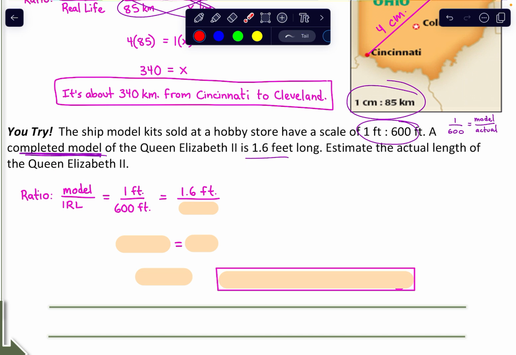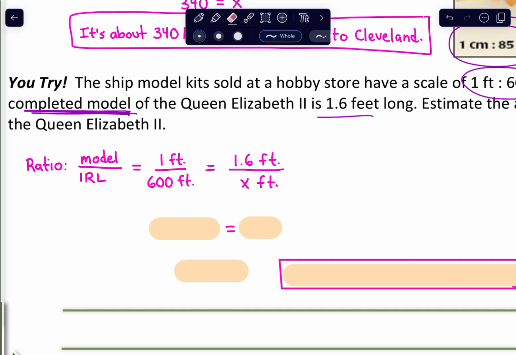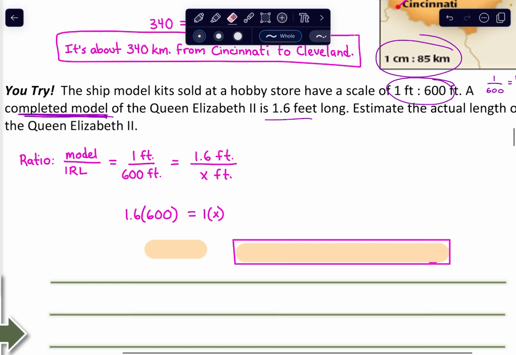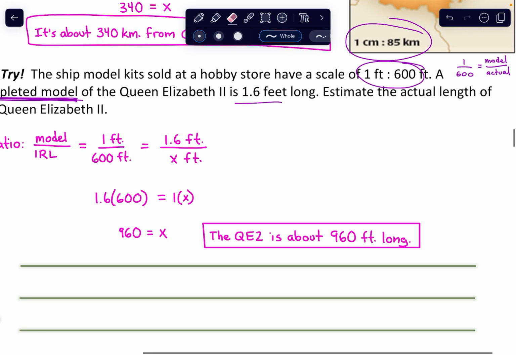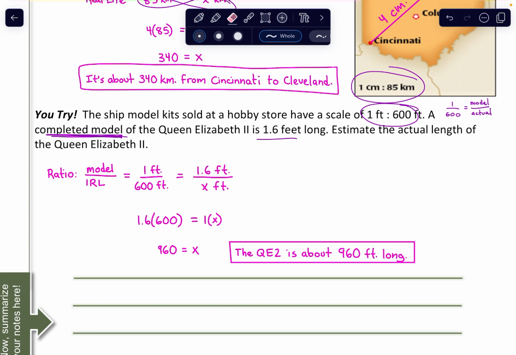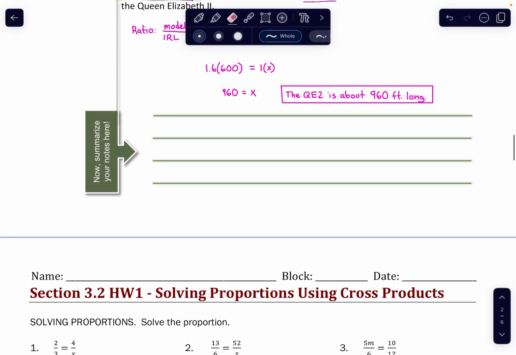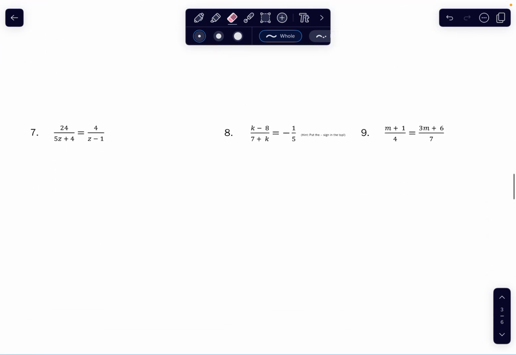So, okay, let's look at our cross products. Again, we have 1 times x. That's really nice because that's just 1x. We actually don't have to do any equation solving at all. And on the calculator, when you do 1.6 times 600, we get 960. So just make sure you use the right label. Both of these were in feet. So the Queen Elizabeth II is about 960 feet long. Piece of cake, right?